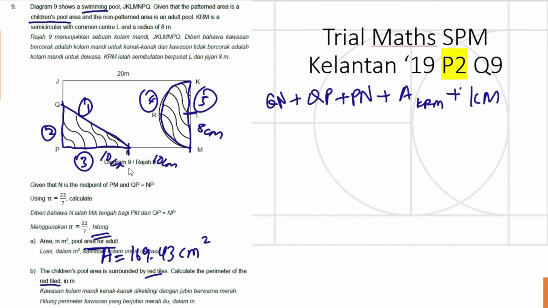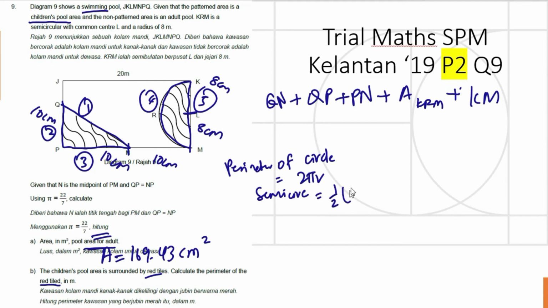This one is 10 cm. This one is 10 cm. Which one haven't we got? This one is 8 cm. So we have to get the arc. We know perimeter of circle is equal to 2 pi r. So perimeter of semicircle is half 2 pi r, which is equal to pi r.